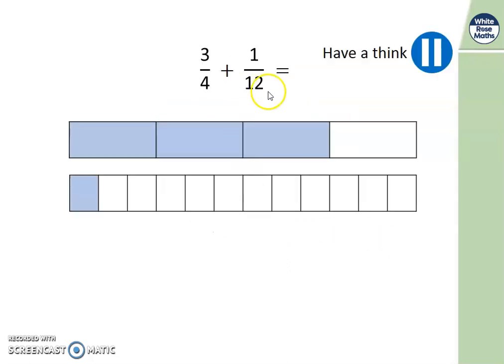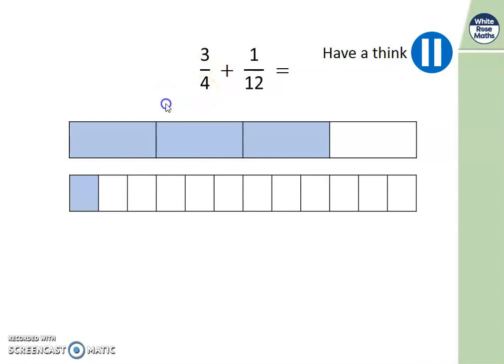Let's pause the video and have a go at this one. 3/4 add 1/12. Look for your common denominator. Think what you're doing to the strip. Shall we see how you did? So we can see that quarters need to change to 12ths. What would I do to 4 to make it into 12? I'd need to multiply it by 3. So I do the same to the numerator, times it by 3, and it is 9. So 3/4 should be equivalent to 9/12.